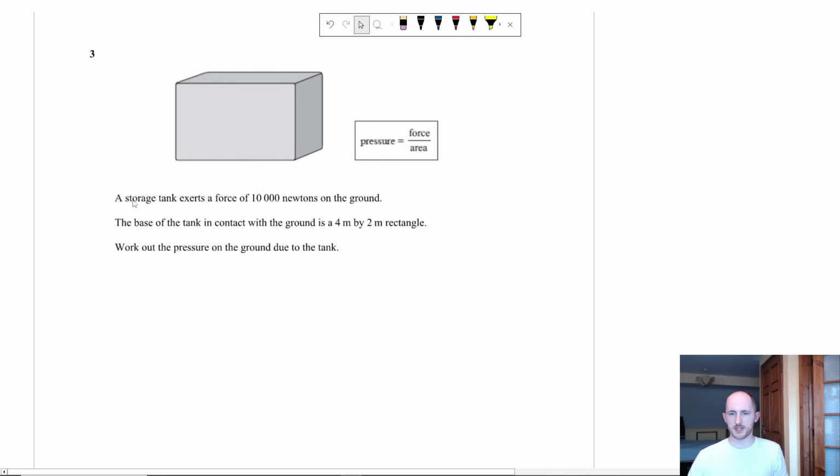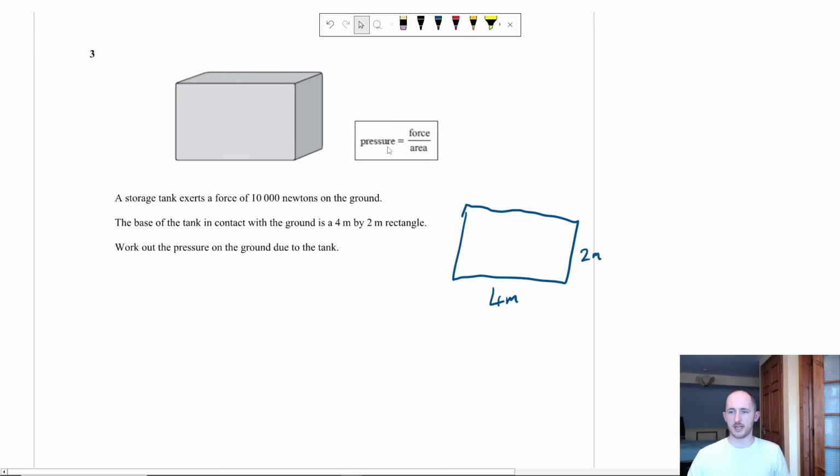Okay, so a storage tank exerts a force of 10,000 newtons on the ground. The base of the tank in contact with the ground is a 4 meter by 2 meter rectangle. So we can even draw this out. That looks like a parallelogram, but hopefully you get my point. It's going to be 4 meters wide and 2 meters tall. Work out the pressure on the ground due to the tank.